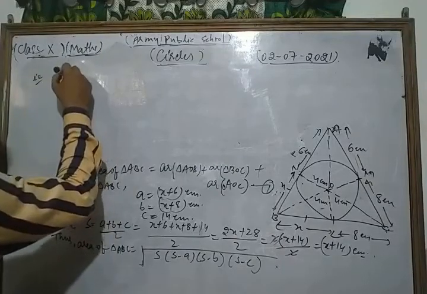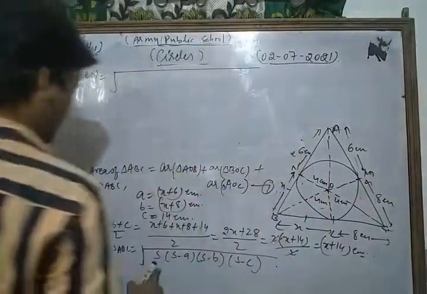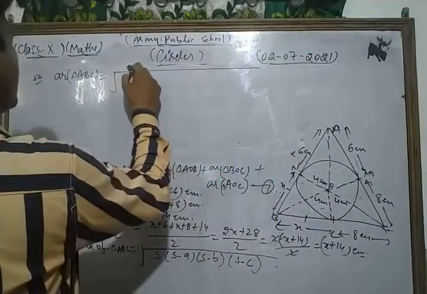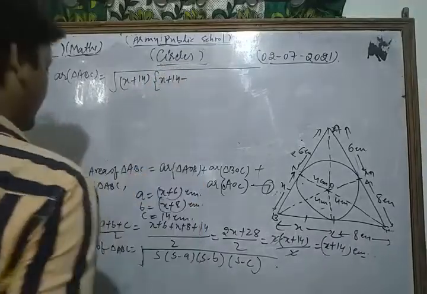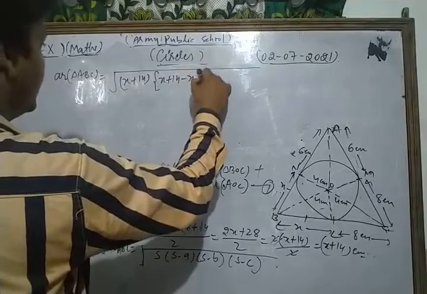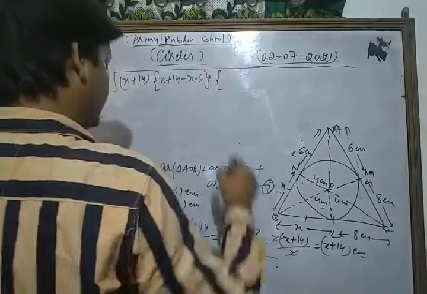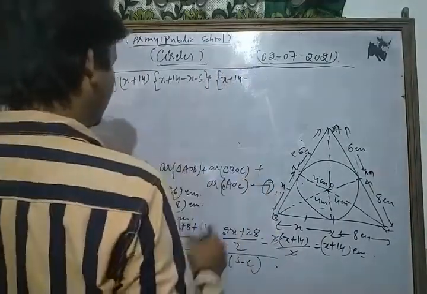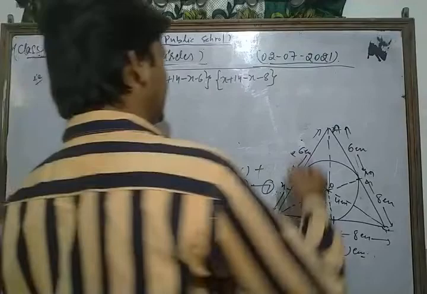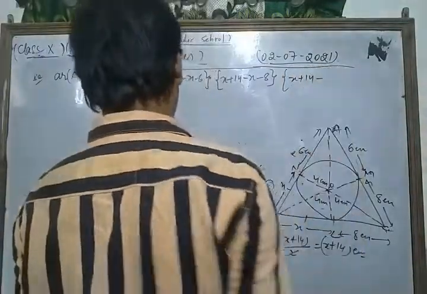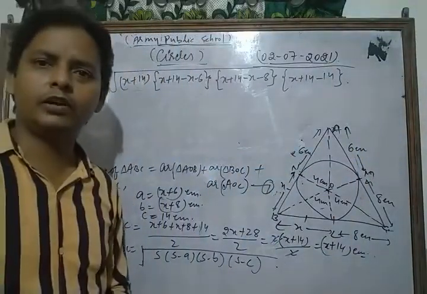So the area of triangle ABC is equal to the square root of s, where s is x plus 14, into s minus a, that is x plus 14 minus (x plus 6), which gives 8, into s minus b, that is x plus 14 minus (x plus 8), which gives 6, into s minus c, that is x plus 14 minus 14, which gives x. So first of all we put all the values in that formula.